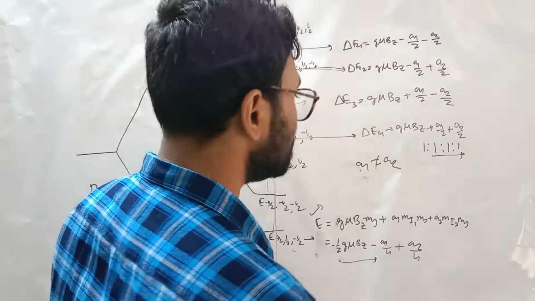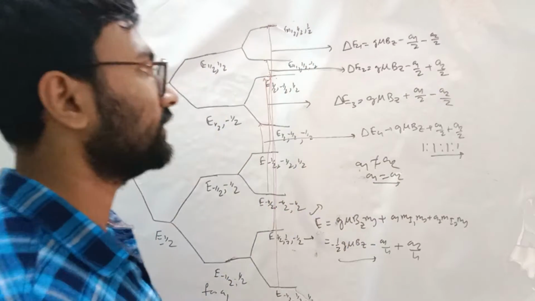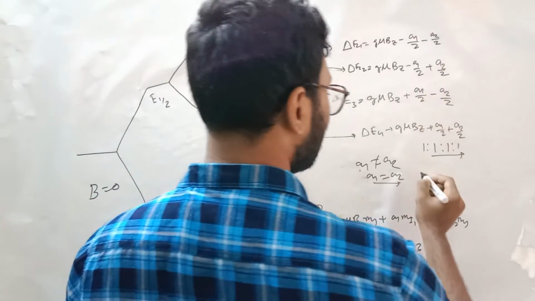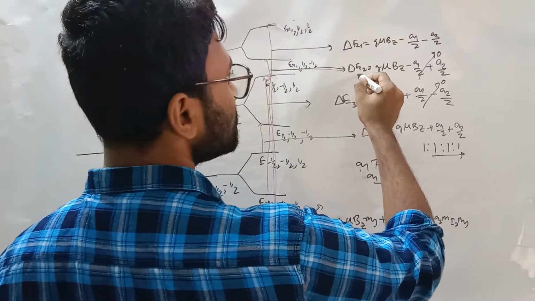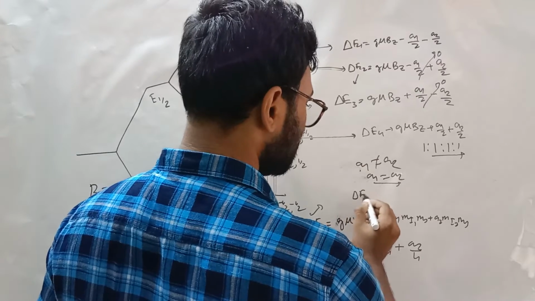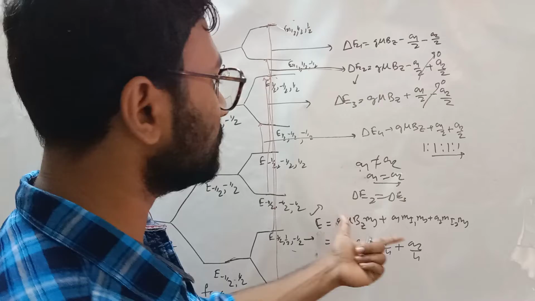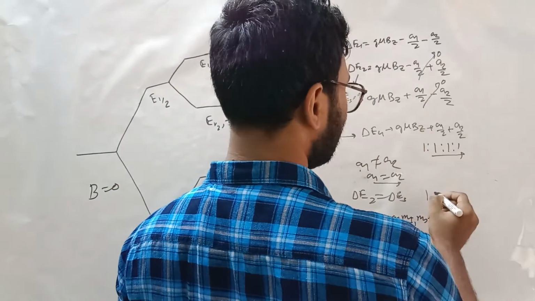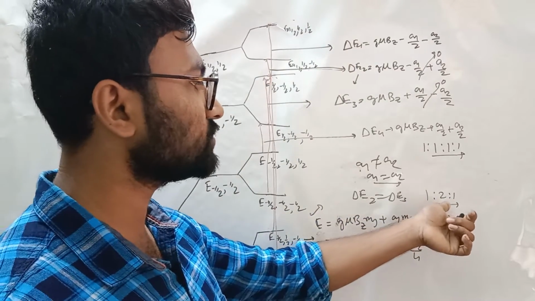Now see, if A1 becomes equal to A2, suppose both are hydrogen and they are in the same environment, then what happens? A1 becomes equal to A2, so this will vanish to 0, and this will vanish. So E2 and E3 will be the same, E2 becomes equal to E3. So actually these two transitions become the same, but the intensity doubles. So only three transitions will appear, but the ratio will be 1:2:1.